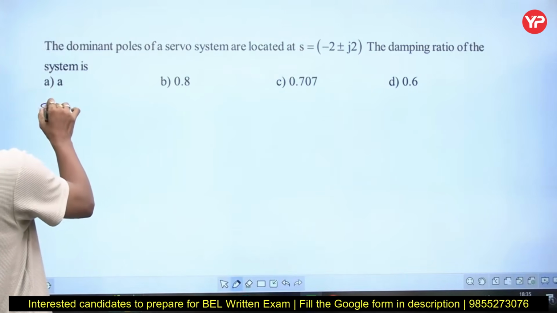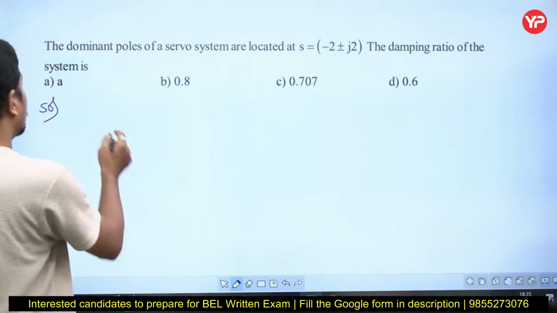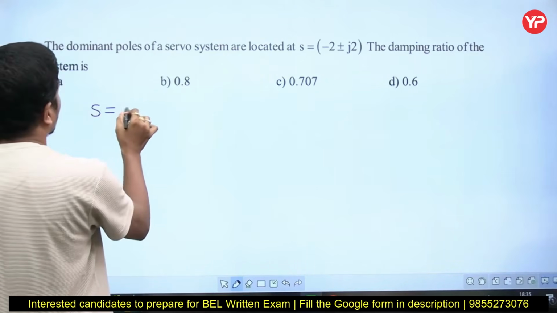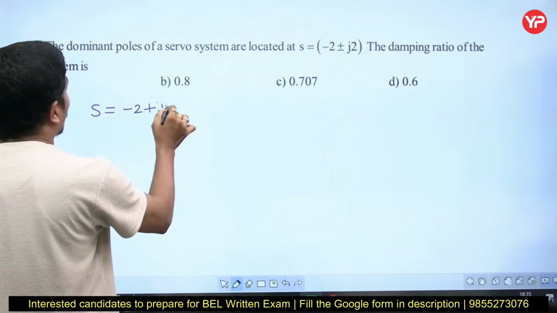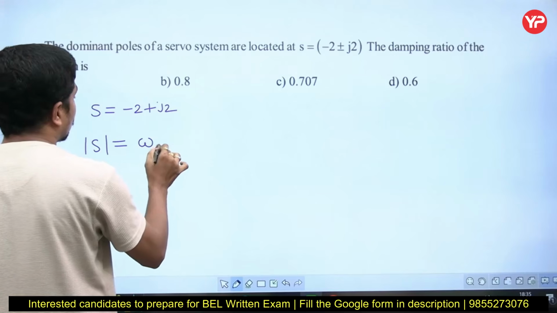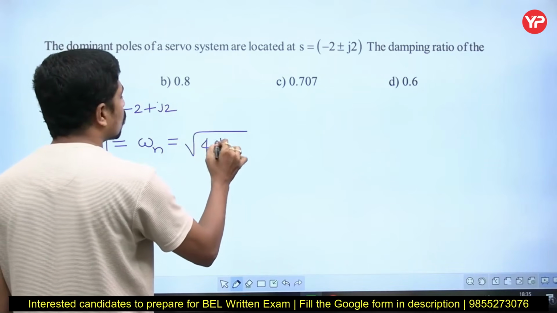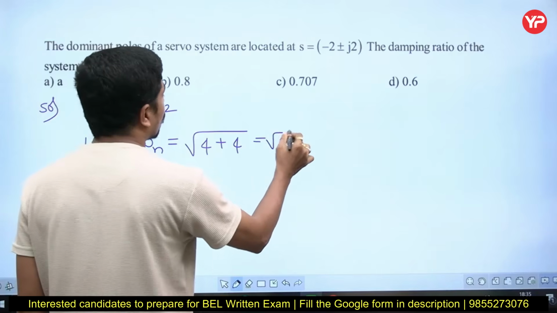To confuse you, sometimes that kind of words will be given. Poles given at minus 2 plus j2, the damping ratio is... Let's take S equal to minus 2 plus j2. What is the magnitude of the pole? Magnitude of the pole is nothing but natural frequency. How to get the magnitude? 2 square 4 plus 2 square 4. How much is it? Root 8.